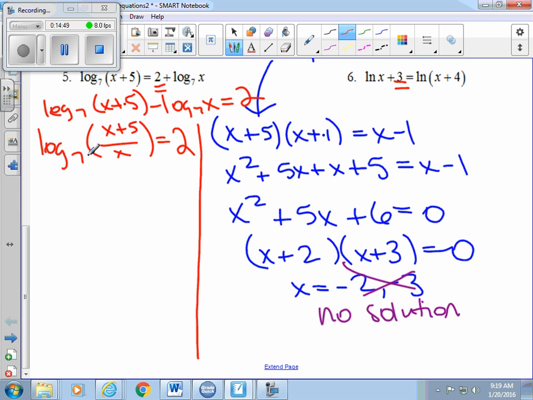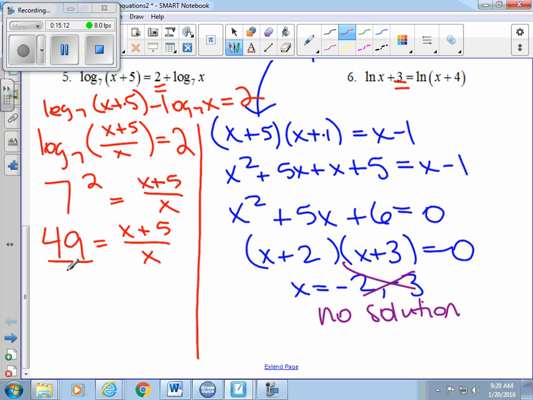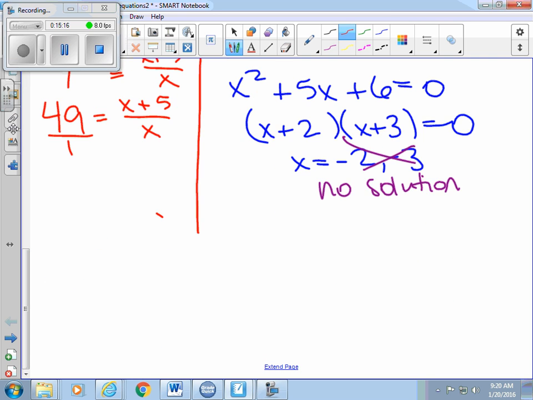And how do you solve a logarithm equals a number? Rewrite it. So I get 7 squared equals x plus 5 over x. So 49 equals x plus 5 over x. And again, we don't like fractions. So what are we going to do with that? Cross multiply it. So I get 49x equals x plus 5.